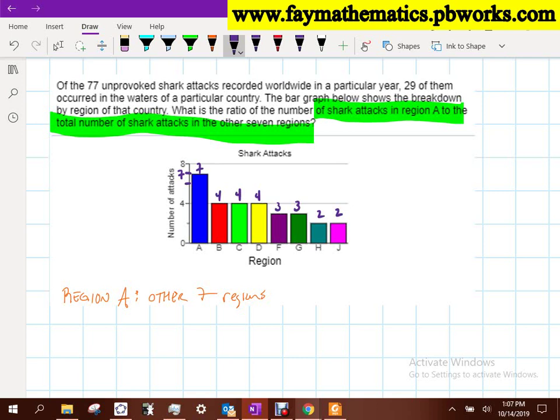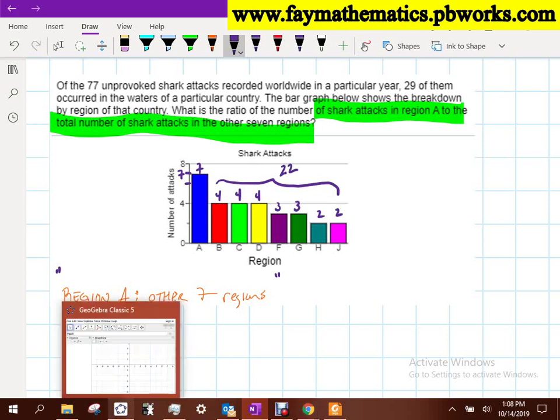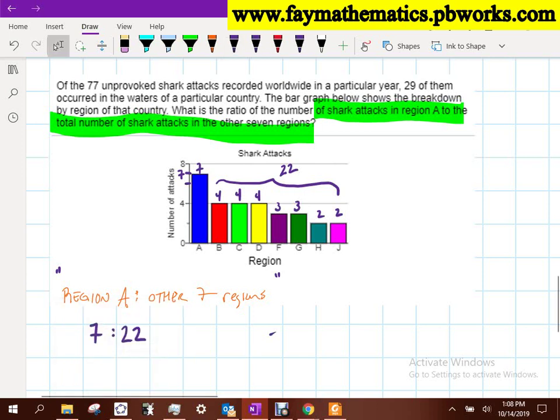They want, and this is where this statement here becomes critical, region A. How many were in region A? 7. How many were in the other 7 regions? 12 plus 6 is 18. Plus 4, 22. So that's the answer they're looking for. 7 compared to 22. Now here's where people make mistakes.